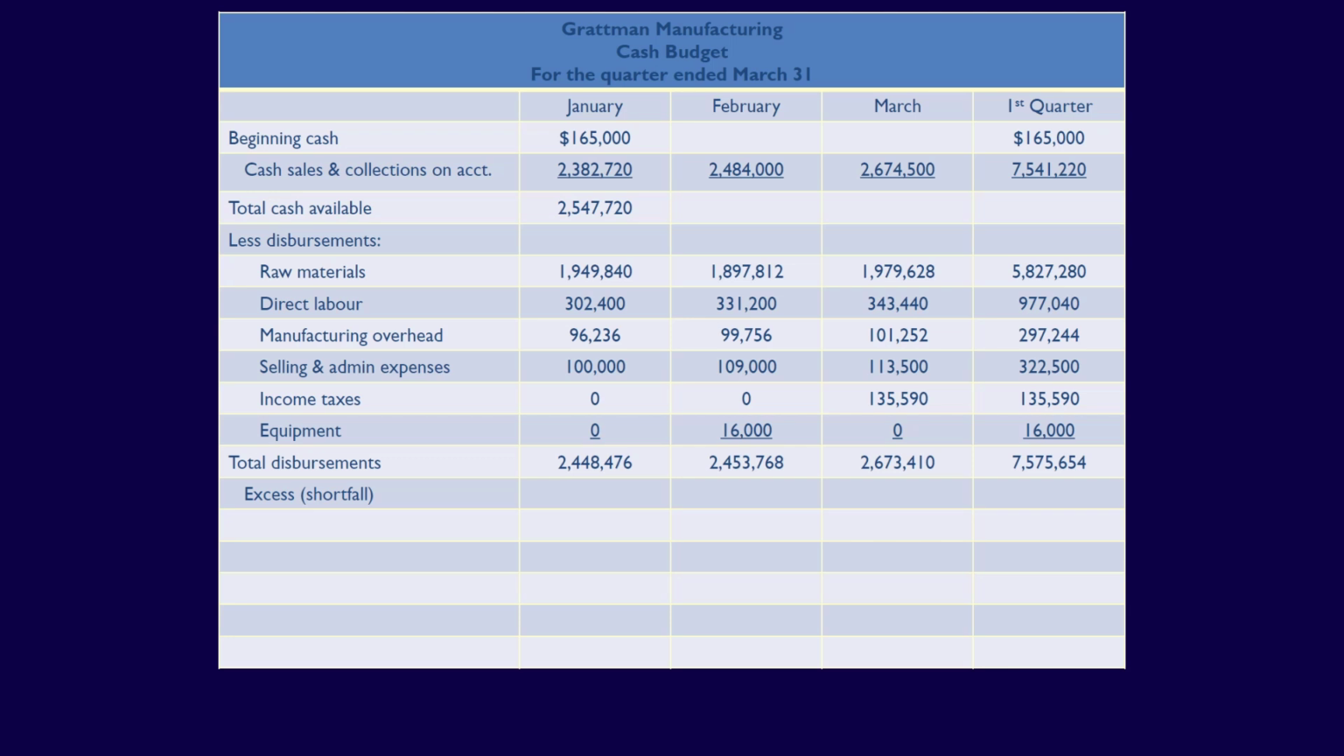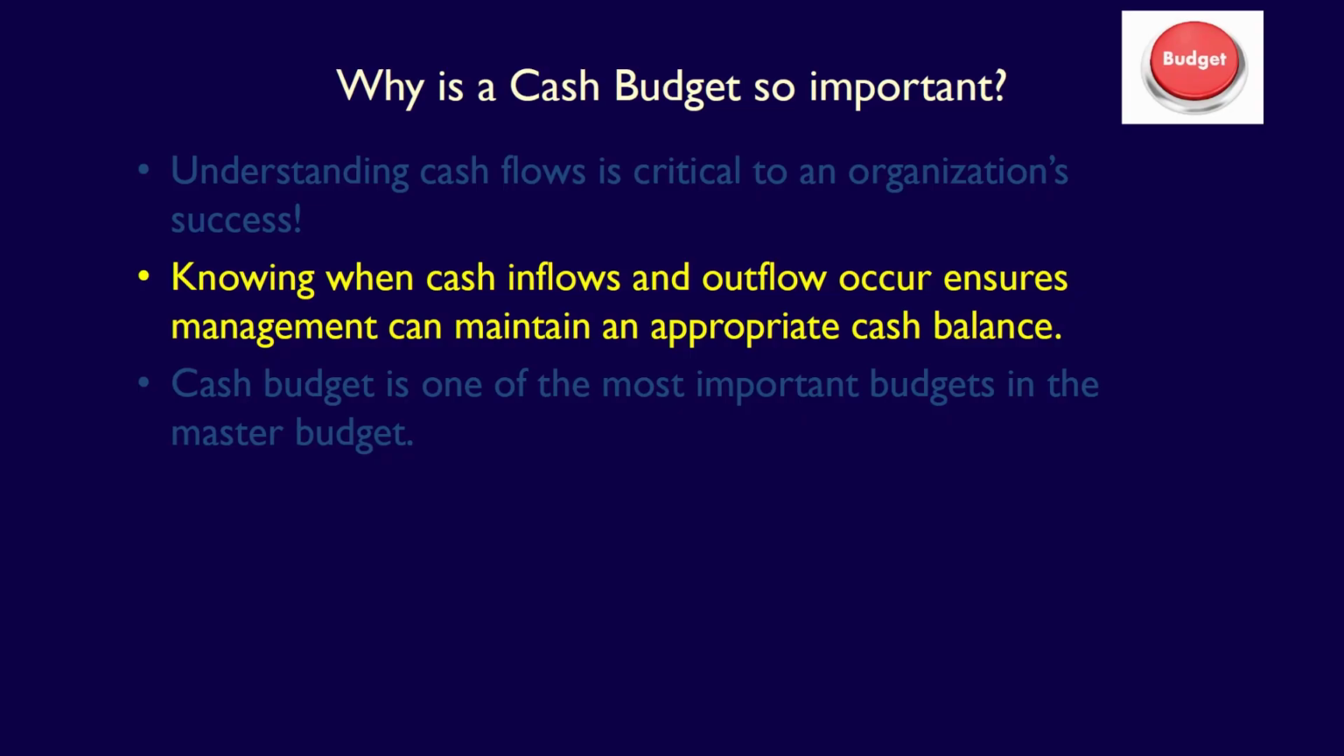of the available cash over the cash disbursements, or, if there's a shortfall, the excess of the cash disbursements over the cash available. For January, we take total cash available of $2,547,720 and subtract the total cash disbursements of $2,448,476, which is in excess of $99,244. There is a net cash inflow for January of $99,244.